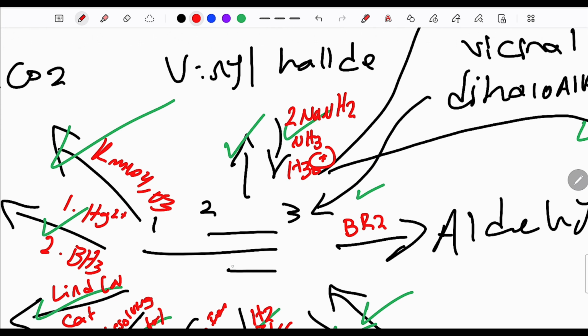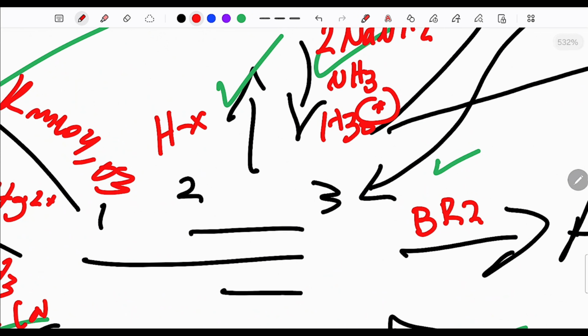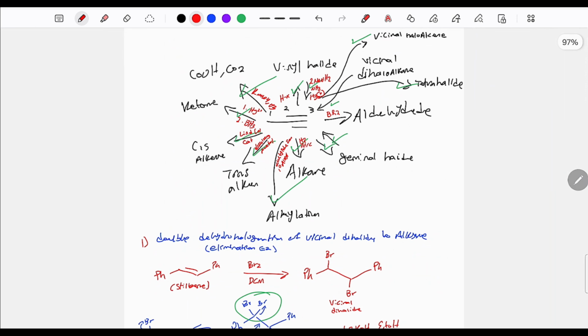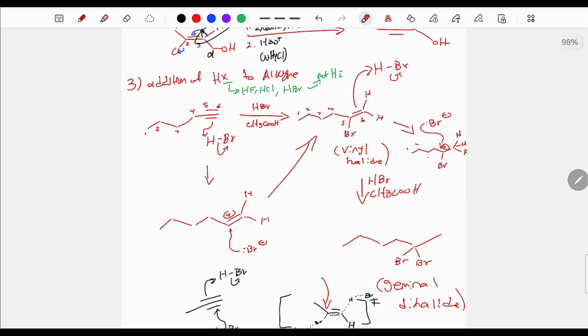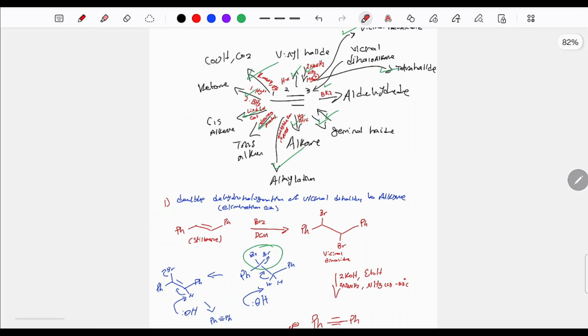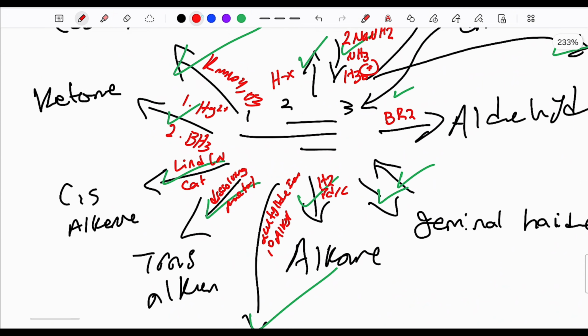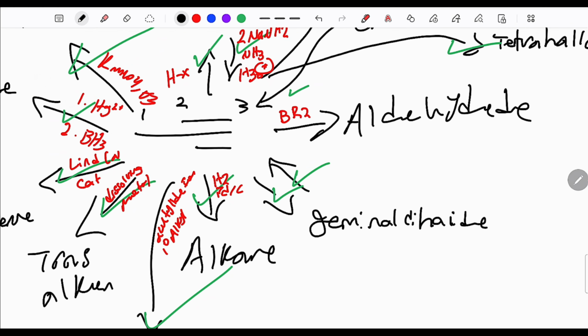How do I go from this to a vinyl halide? Well, I will just add HX. If I add HX, I will have a vinyl halide. Again, one equivalent of HX I should add. Because otherwise, if I add a second one, I get a geminal dihalide. A geminal dihalide is two equivalents of HX.